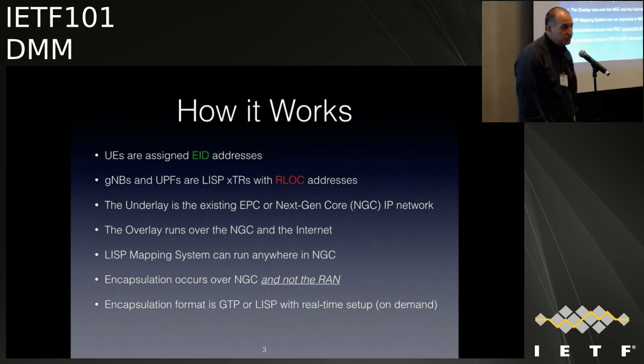To me, these are just new terms, but it's the same IP network that we're sending packets over. It is the underlay. The overlay runs over the NGC and the internet, and that's another holistic view where maybe an eNodeB can encapsulate a packet to a top-of-rack router in a data center. We'll talk about that later. The Lisp mapping system can run anywhere in the NGC, and at this point in time, the recommendation is the carrier would manage this mapping system. That's modulo where the roaming scope is for the EID. Encapsulation occurs over the NGC and not the RAN. We will not have encapsulation overhead on the bandwidth and resource sensitive RAN.